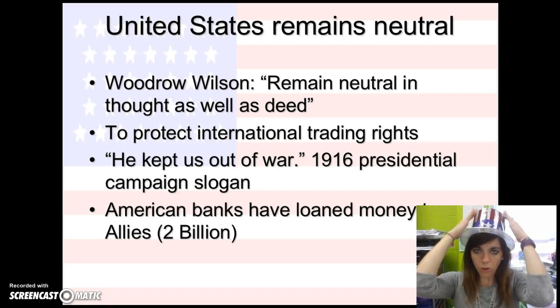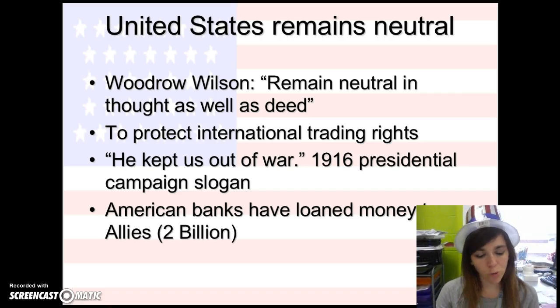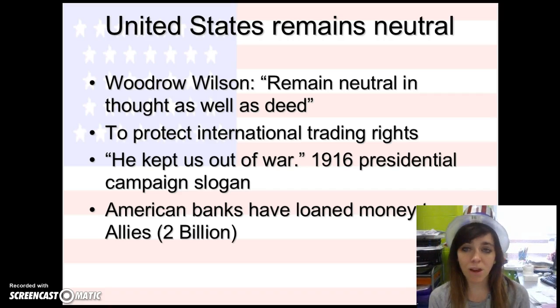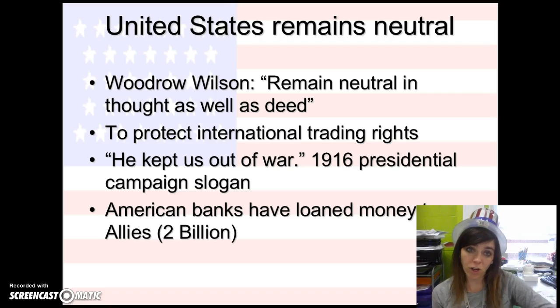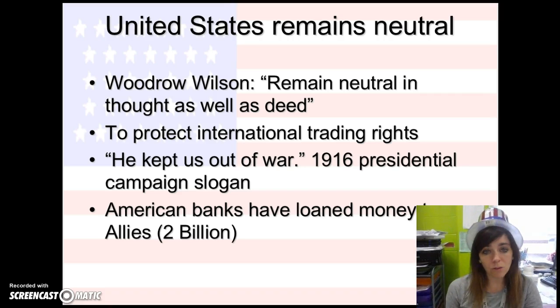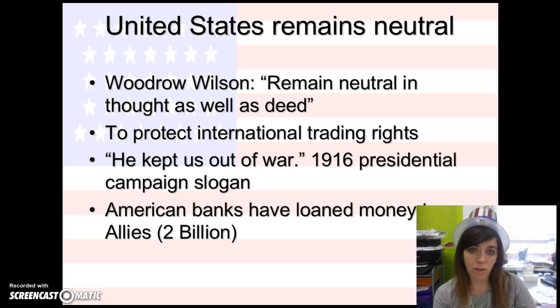Okay, so why does the United States decide, hey, we're going to remain neutral? Well, our good old trusty President Woodrow Wilson, who made it possible for women to have the right to vote, go Woodrow, said that we're going to remain neutral because if you remember, his diplomacy was moral diplomacy. So he did not want to get involved with other countries unless they needed help. This is also going to protect international trading rights because if we get involved with one country, then that blocks us out from trading with other countries.